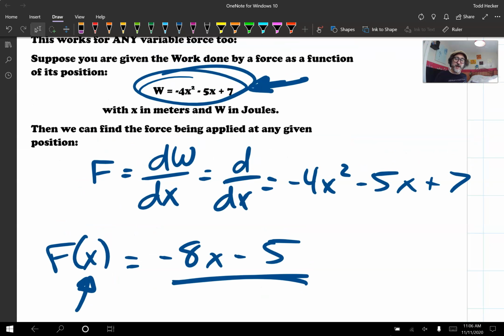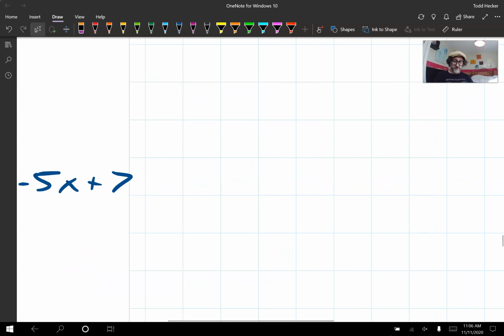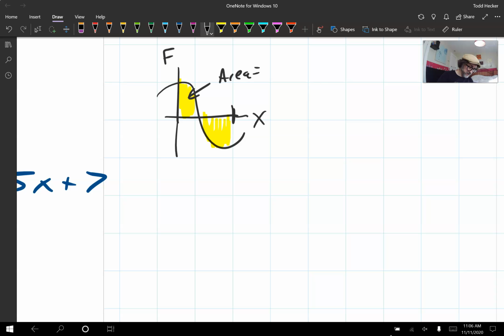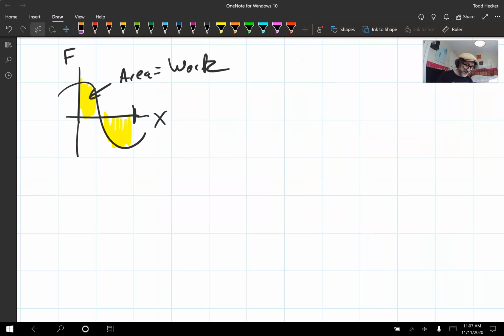I think that's all we need to do today. All right? Really quick summary. So here's basically what we've learned. If you are given a force versus position graph, then the area is the work done by that force. Okay? Mathematically speaking, that is this. The work is the integral of the force with respect to position between some starting position and some ending position.